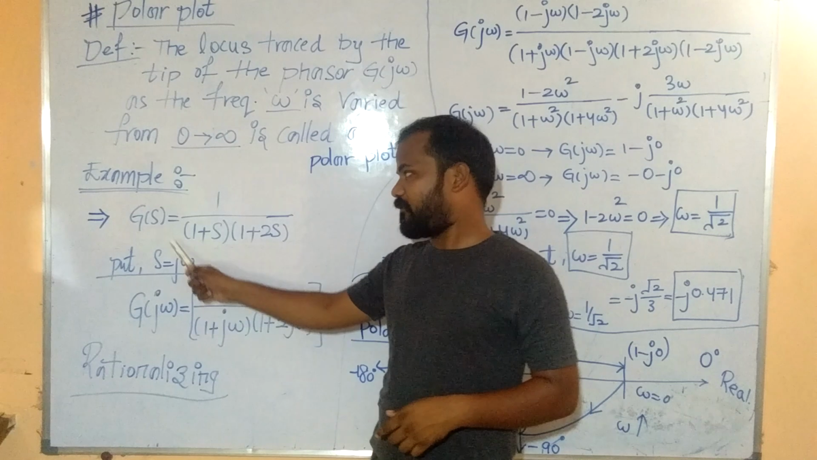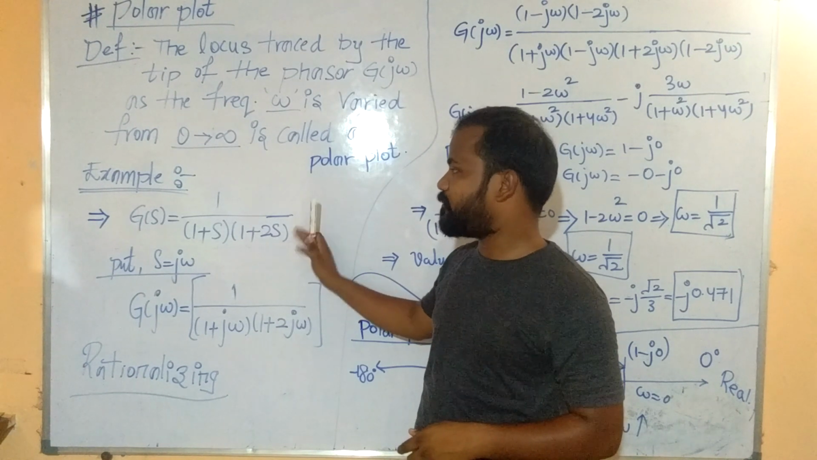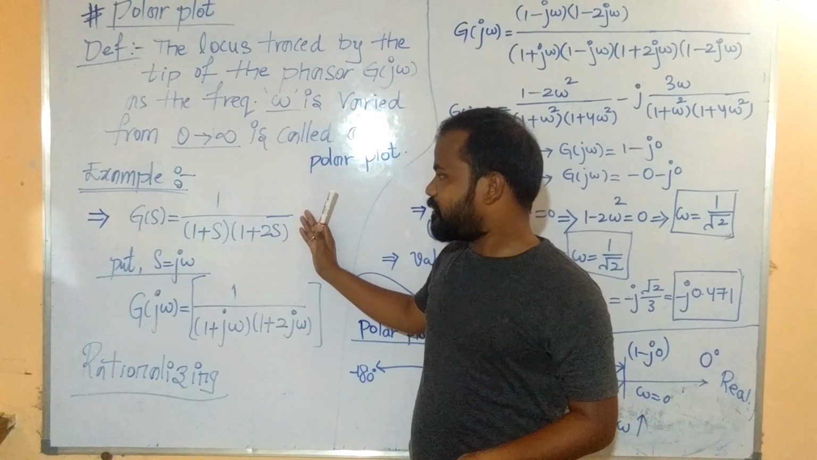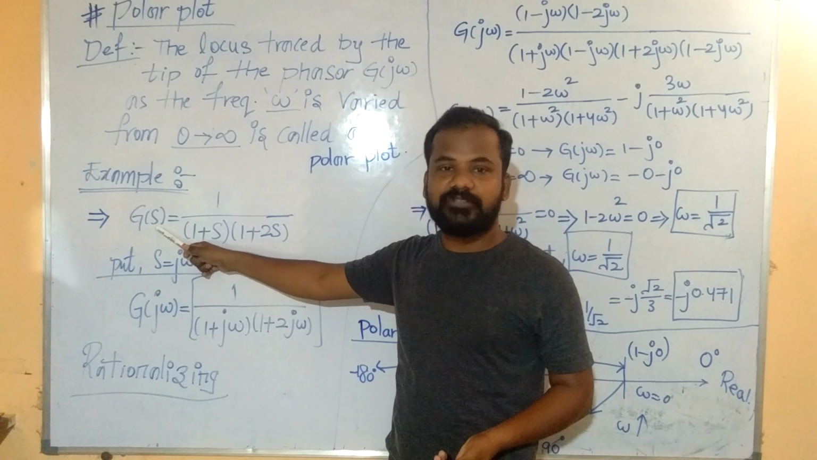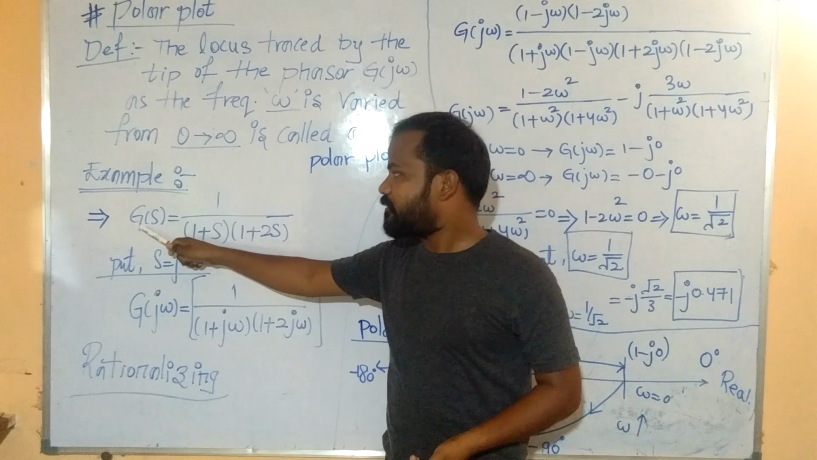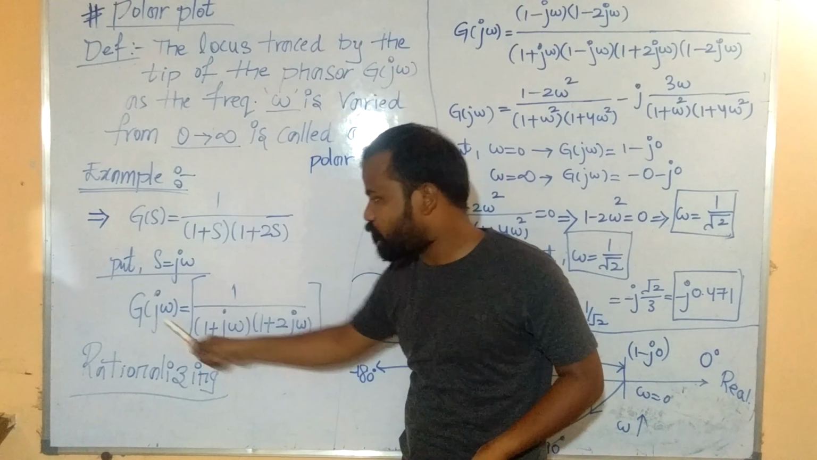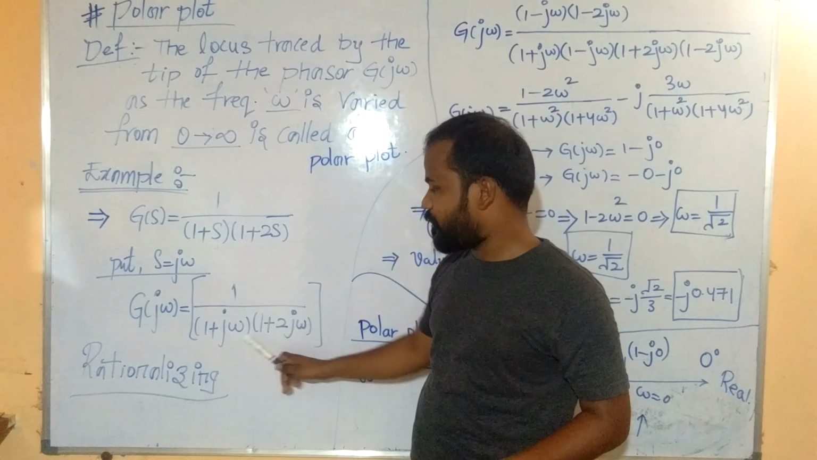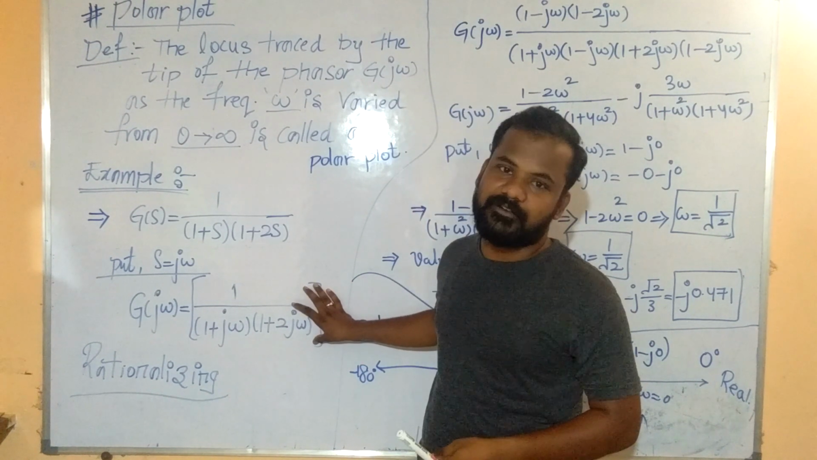For example, G of s is equal to 1 divided by (1 plus s) into (1 plus 2s). This is the function given, and for this function we are going to draw the polar plot. We substitute s equal to j omega instead of s. So G of j omega is equal to 1 divided by (1 plus j omega) into (1 plus 2 j omega). After getting this function, I am going to rationalize it to draw the polar plot.